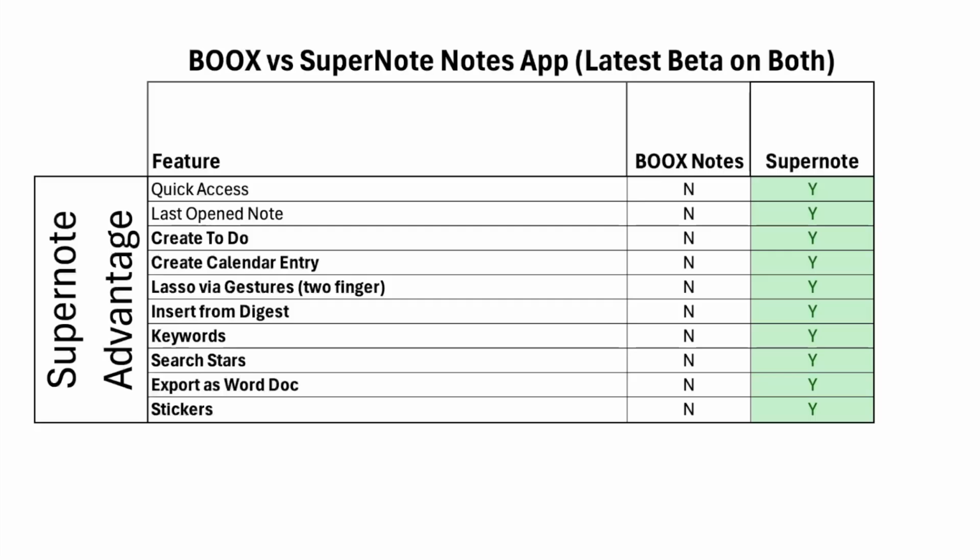But they have a feature similar to what I was trying to show you on the Boox as well, where you could search with the checkbox or the asterisk. I think that they have emulated something that Supernote does really well, and that's searching with the stars. And I want to show you that real quick.